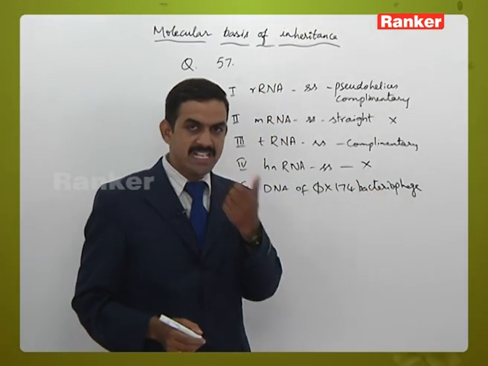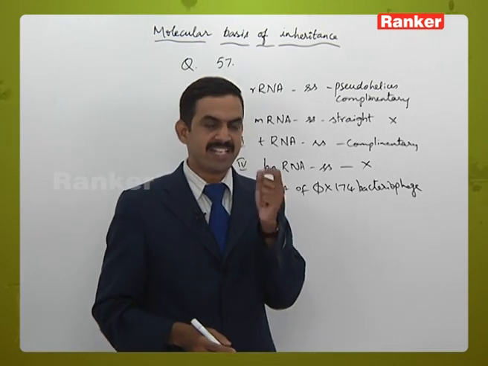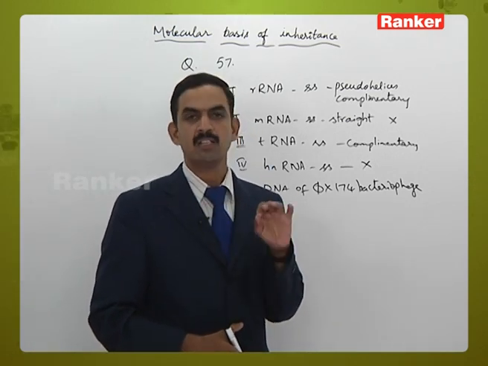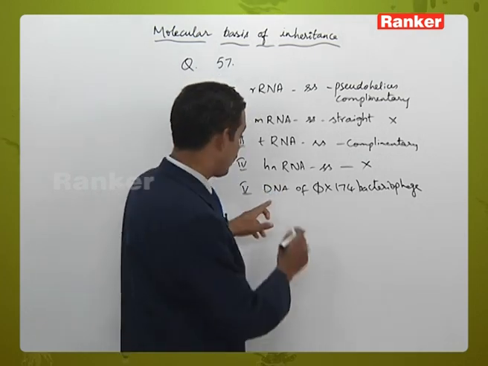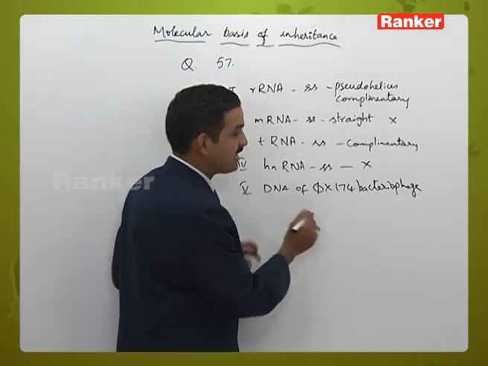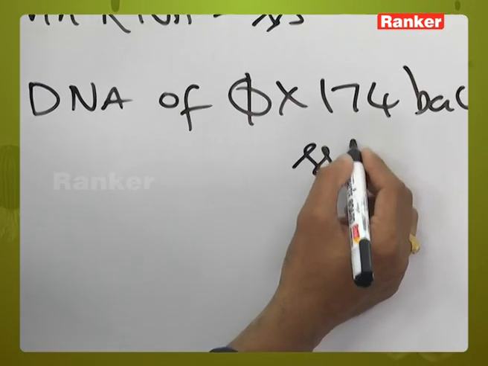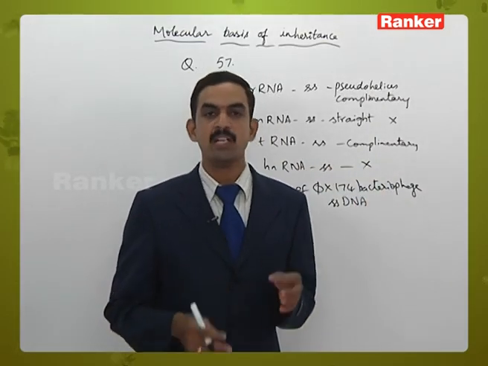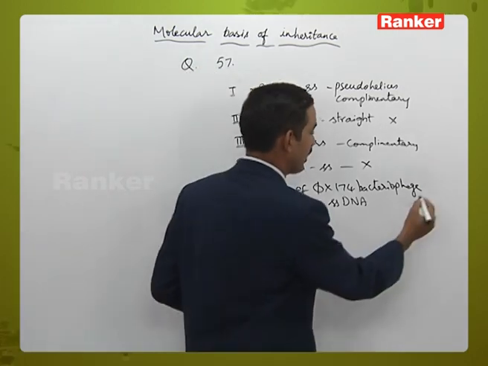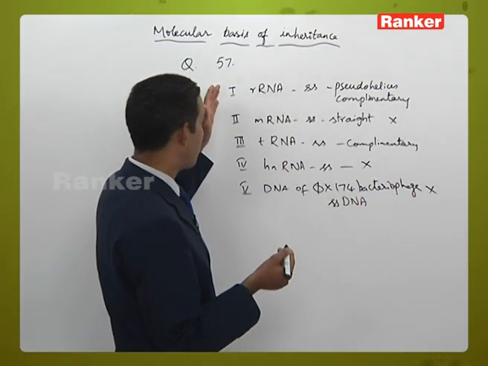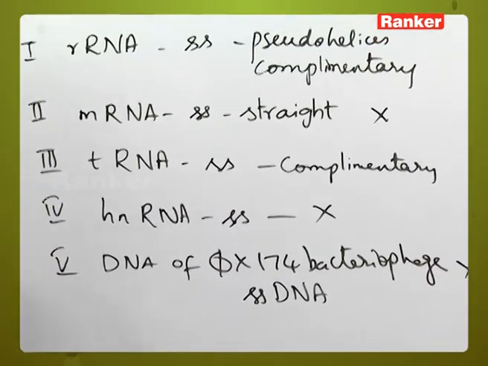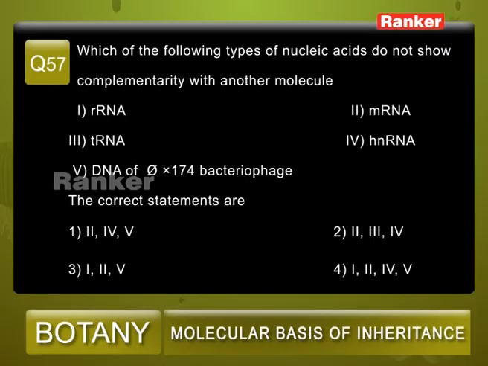So here it is, a DNA molecule. But when you say that DNA should be double stranded, it is not so in the case of all DNA molecules. So this is a special case where it contains a single stranded DNA molecule. As it is single stranded, it does not show the complementary nature. So this is also not showing. Out of the 5 options that have been given, the second, fourth and fifth ones are not showing the complementary nature. So question number 57, the correct answer is 1.